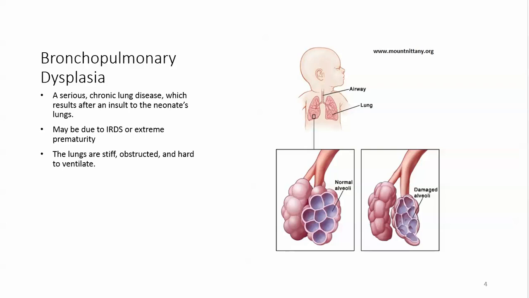Bronchopulmonary dysplasia. This is a serious chronic lung disease which results after an insult to the neonate's lungs. It may be due to infant respiratory distress syndrome or extreme prematurity. The lungs are stiff, obstructed, and hard to ventilate. Infants received high levels of oxygen for a long period of time, usually when this happens.